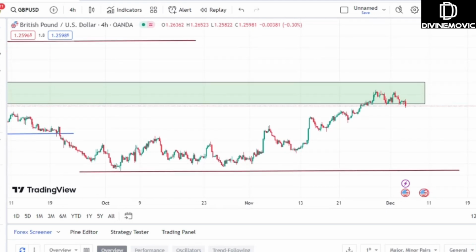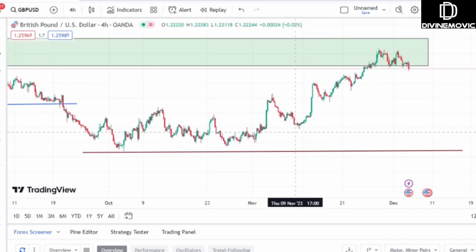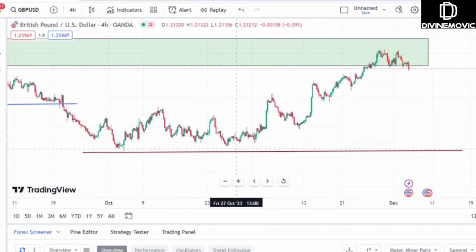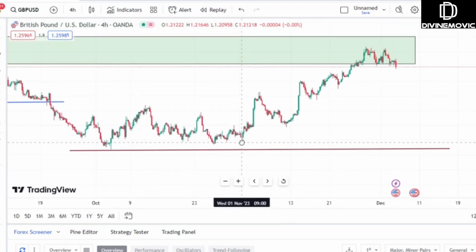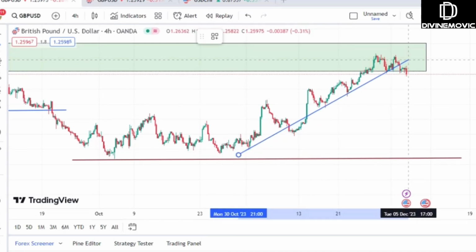So if I'm to zoom this in properly, what are we seeing here? We can clearly see that price is in an uptrend here. Price is in an uptrend here.